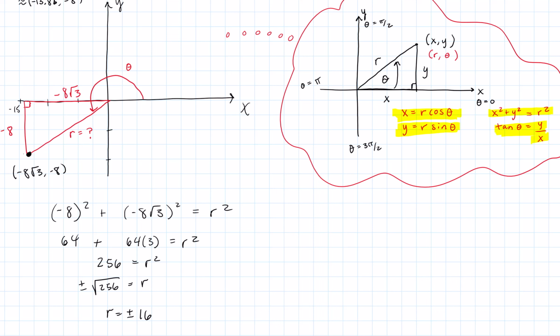So we could use a positive radius or a negative radius. We will come back to that in just a second. We'll probably use the positive radius, but we can come back to that and talk about the different iterations. So now let's figure out what would be that angle.